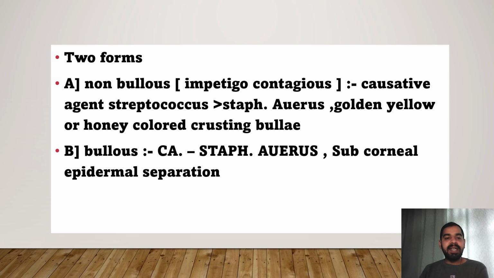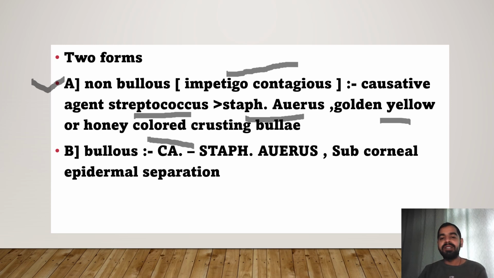And in this image, the examiner has given us non-bullous type of impetigo, that is impetigo contagiosa, and it is caused by the agent Streptococcus more than Staphylococcus aureus. Both can cause it, but the main causative agent is Streptococcus. And here you will see golden yellow and honey colored crusting. Okay, and in bullous impetigo, the causative agent is Staphylococcus aureus, and subcorneal epidermal separation can be noted down, my dear friends.